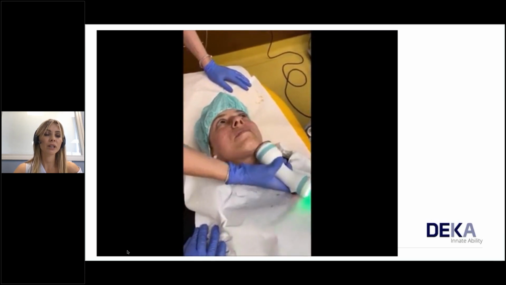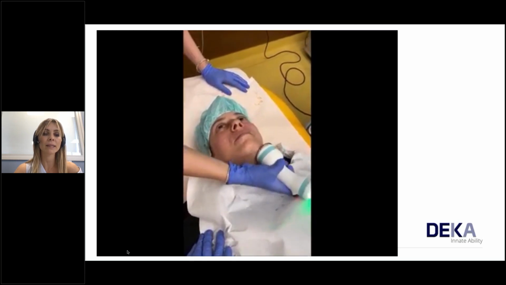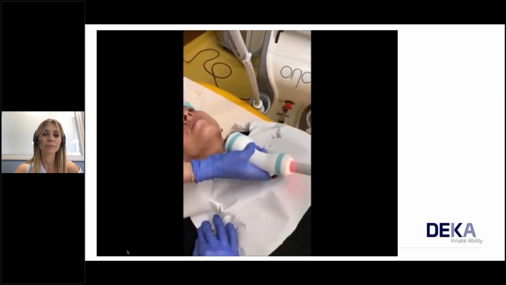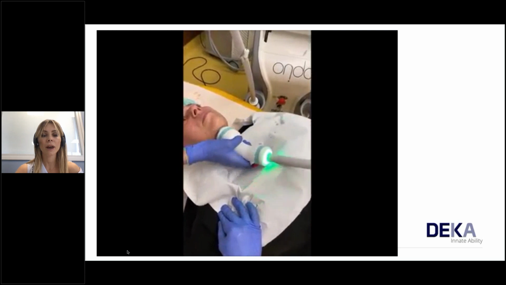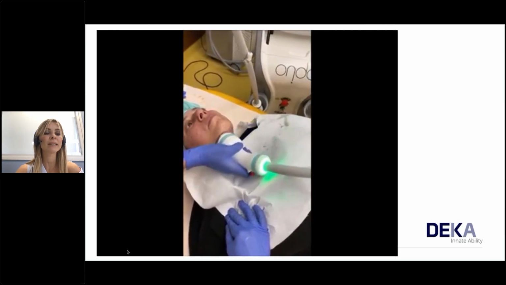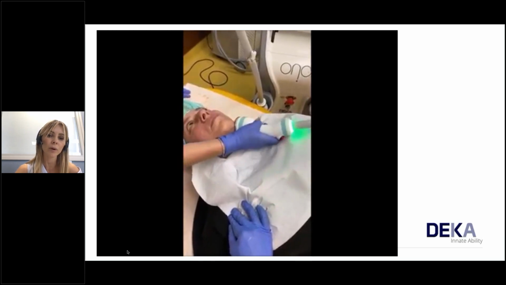You can see the patient, she does not feel pain. The treatment is painless. It's important the correct coupling. You see the green light. So if it's red, it means that we are not in contact. If it's yellow, we have to fix better our position.